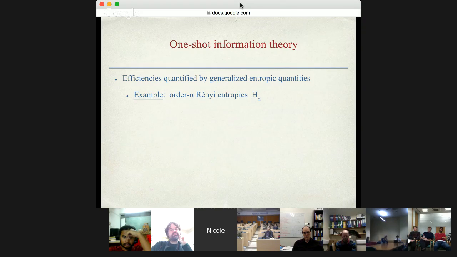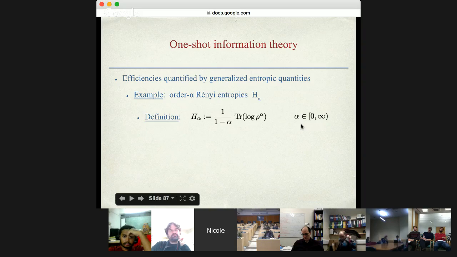One subfamily is the family of Renyi entropies. It's a relatively simple example, so I'm going to focus on those in this talk. The Renyi entropies are characterized by an order alpha. Alpha is some number usually considered to be positive. Here's the definition of the order alpha Renyi entropy. I still think it looks a little bit bizarre, but at least it has a log in it. That's sort of comforting. Entropies tend to have logs in them.